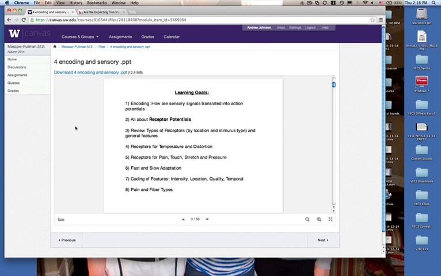So how is a sensory signal translated? We're going to talk all about receptor potentials. So today is mostly about receptor potentials.